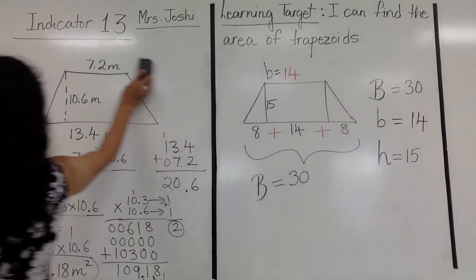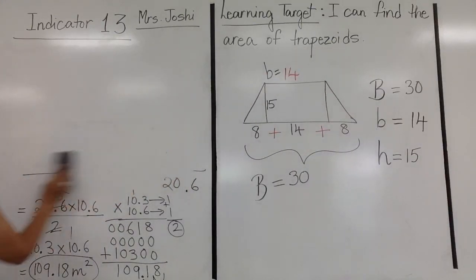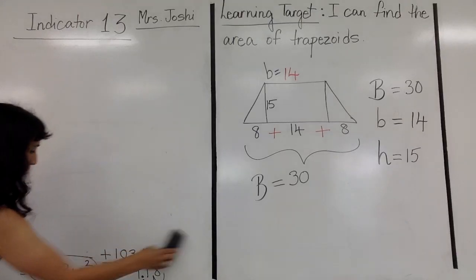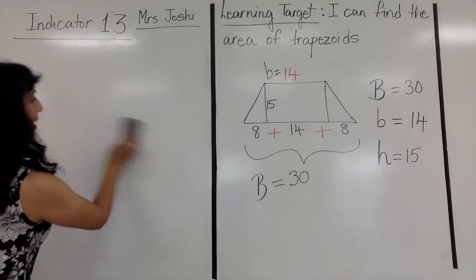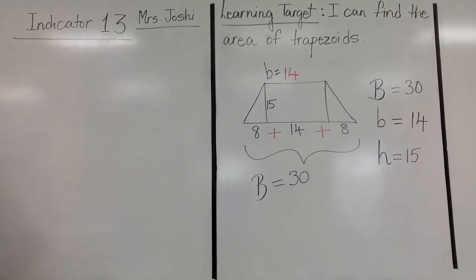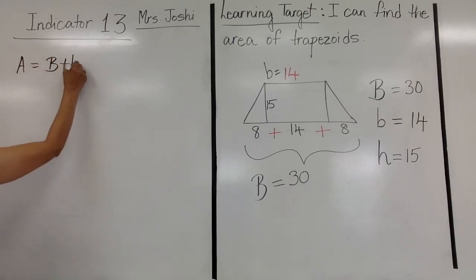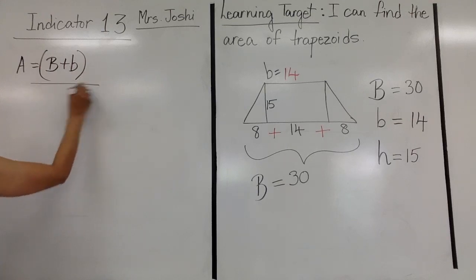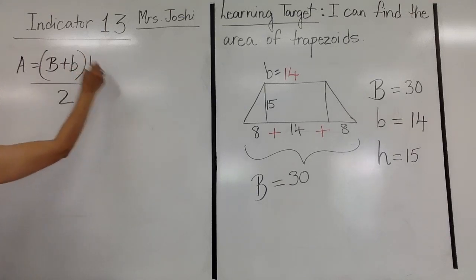Now that I have my measurements, I can go ahead and solve this problem. The first step was to see what the missing side was, to calculate the big base, little base, and the height. And next is solving it based on the formula. So area is big base plus little base, the average of that, times the height.